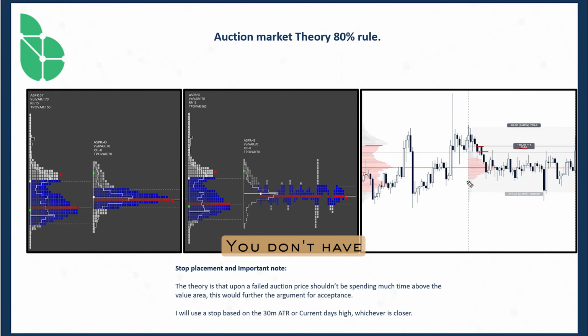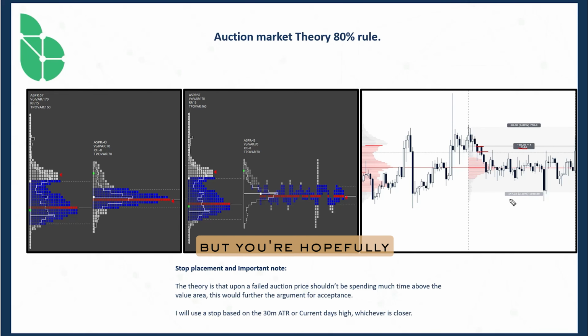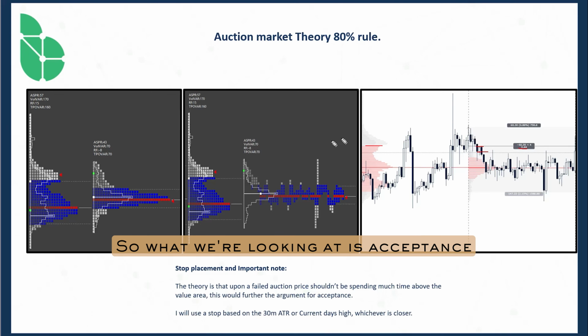In terms of what you can expect with each trade, it's much lower than a trader who might be a swing trader trading the higher time frames. But you're hopefully going to have a higher hit rate. If you have a hit rate that's 80%, you'll do fine with trades that are 2 to 1 all day. So what we're looking at is acceptance back into the previous value area.